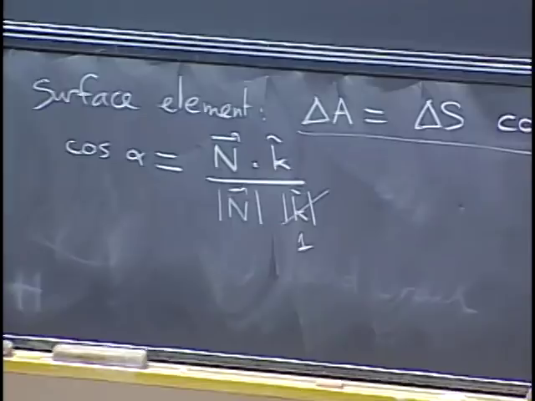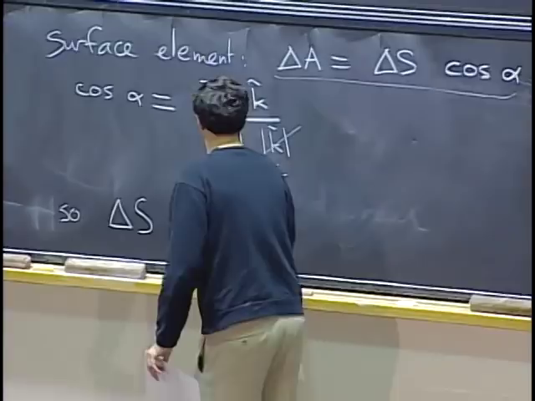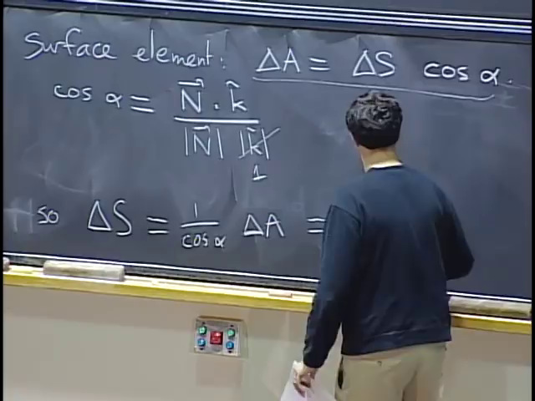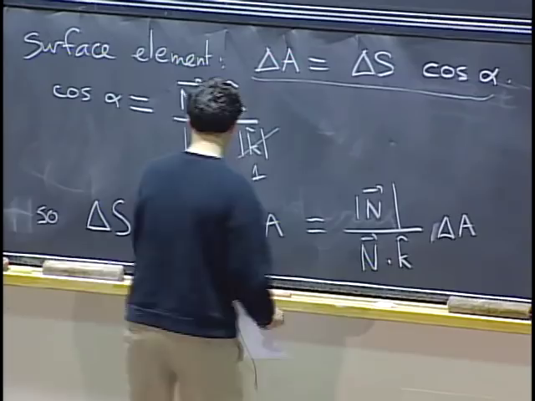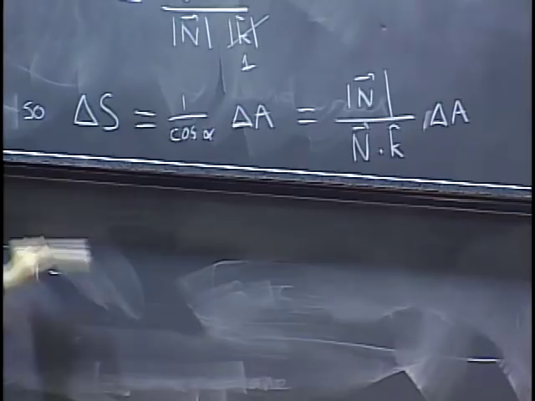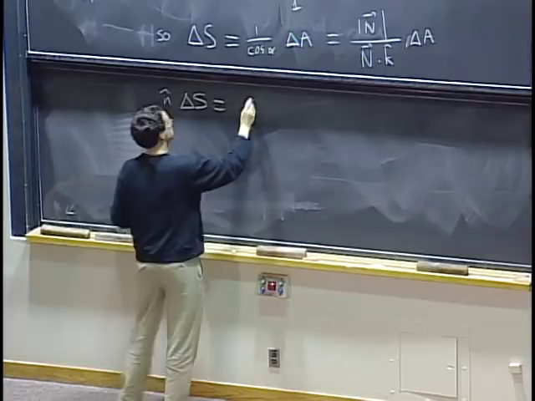So now I'm going to say delta s is going to be 1 over cosine alpha delta a, and I can rewrite that as length of n divided by n dot k times delta a. Now, let's multiply that by the unit normal vector, because what we care about is not so much ds, but actually n ds. So n delta s will be, I'm just going to multiply by n.